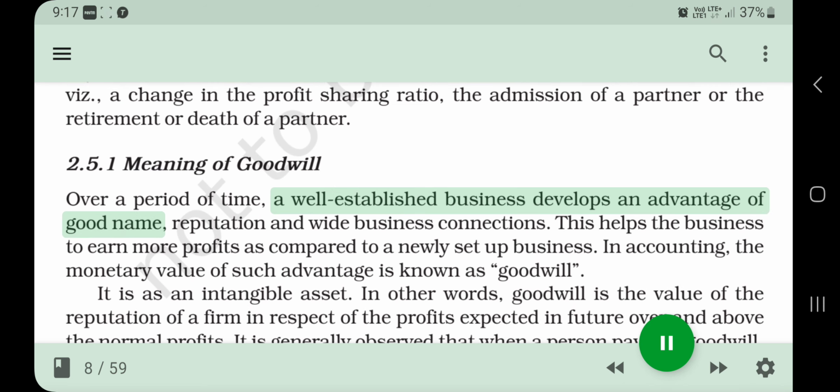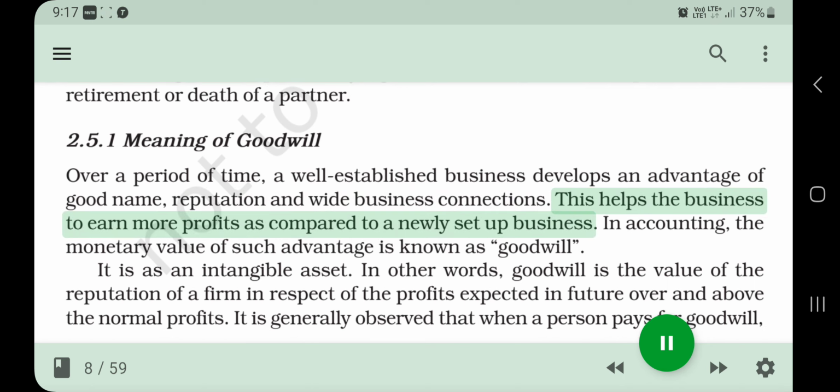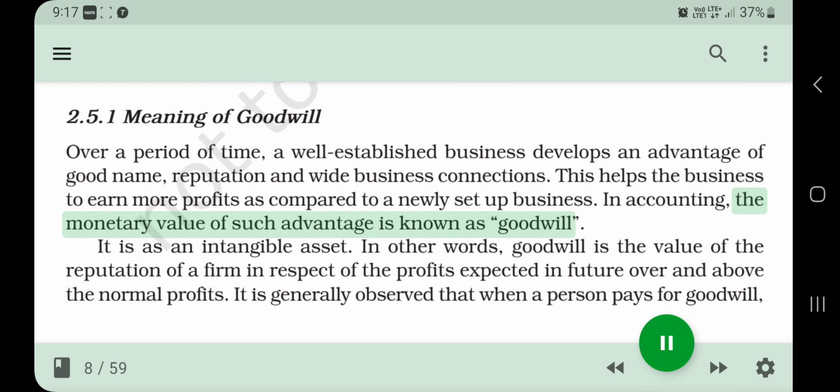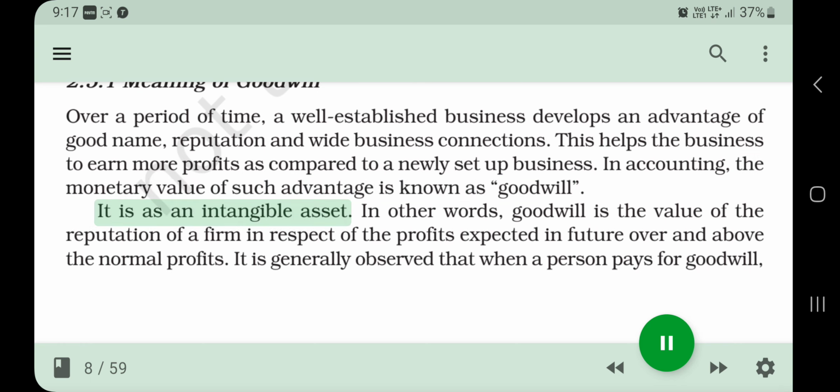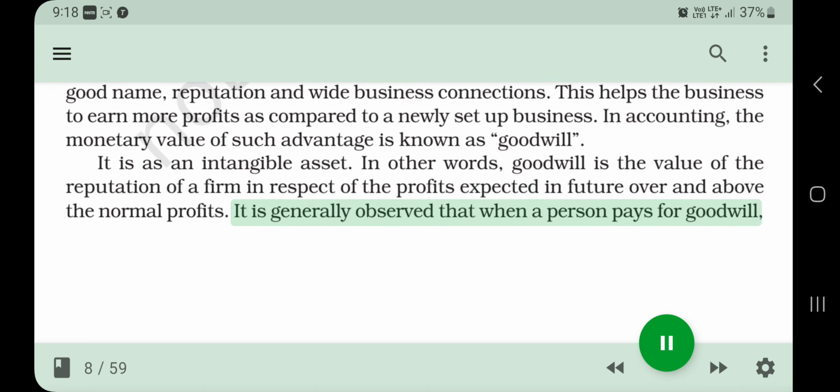2.5.1 Meaning of goodwill. Over a period of time, a well-established business develops an advantage of good name, reputation and wide business connections. This helps the business to earn more profits as compared to a newly set up business. In accounting, the monetary value of such advantage is known as goodwill. It is an intangible asset. In other words, goodwill is the value of the reputation of a firm in respect of the profits expected in future over and above the normal profits. It is generally observed that when a person pays for goodwill.